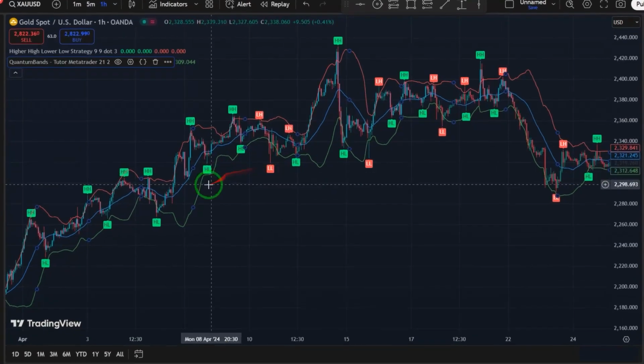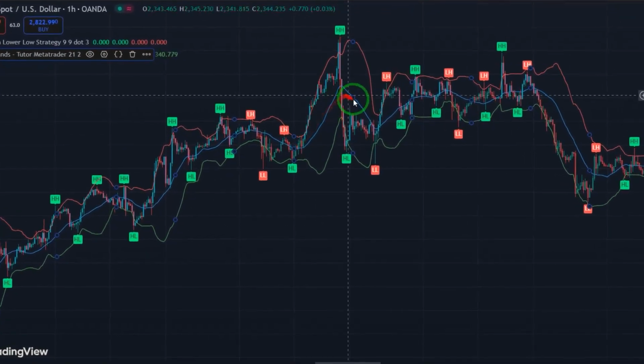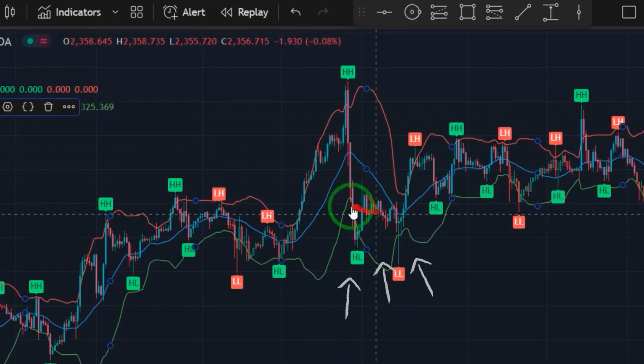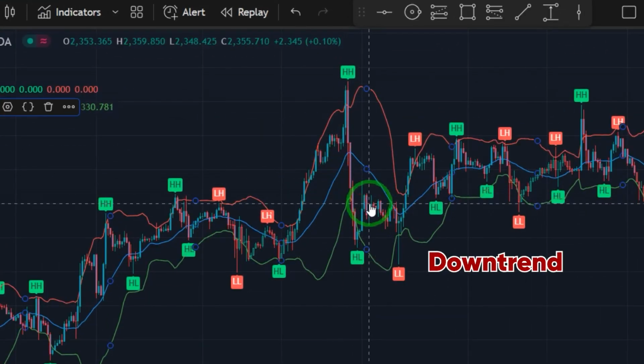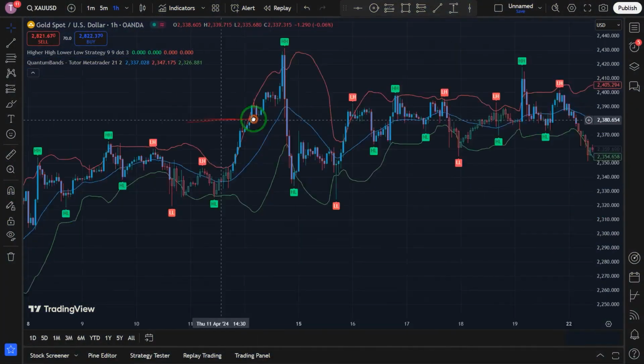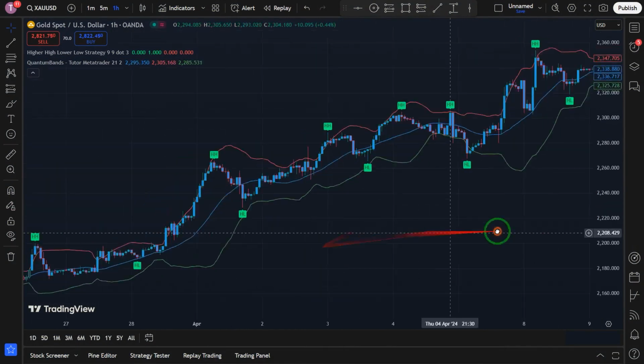The quantum bands' baseline acts as a dynamic trend filter. If the price is above the baseline, it shows an uptrend. If the price is below the baseline, it shows a downtrend. Now, here's where the real magic happens. We're not just blindly jumping into trades. We're waiting for the perfect breakout setup.